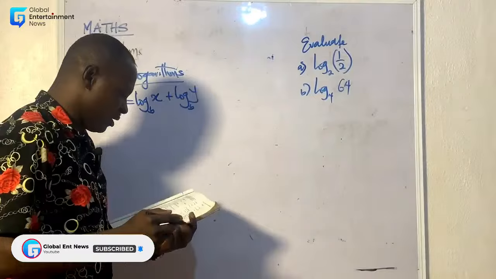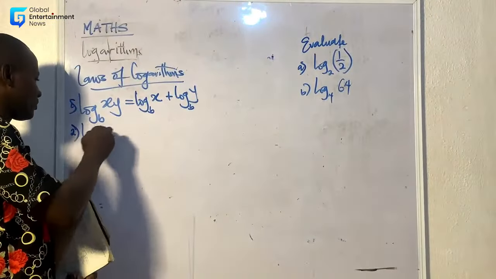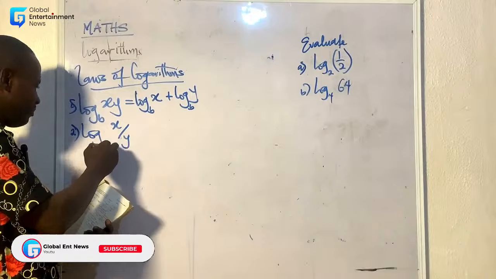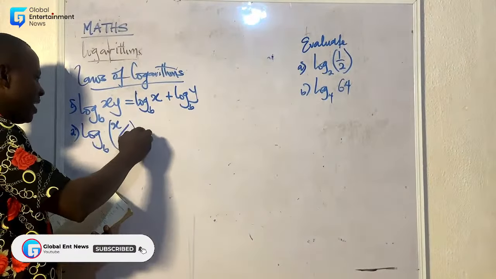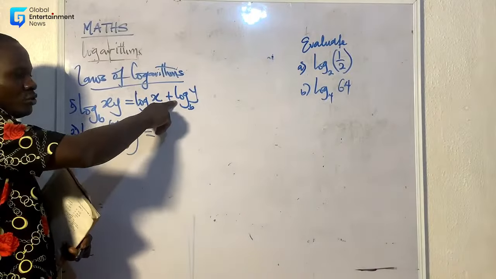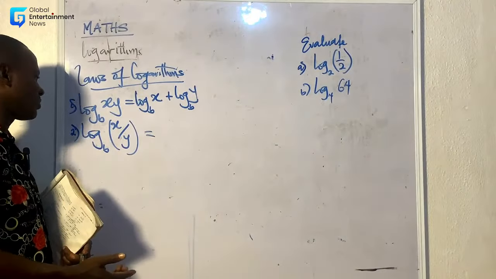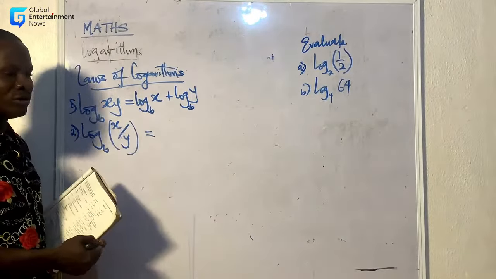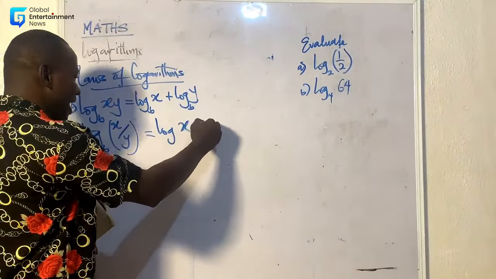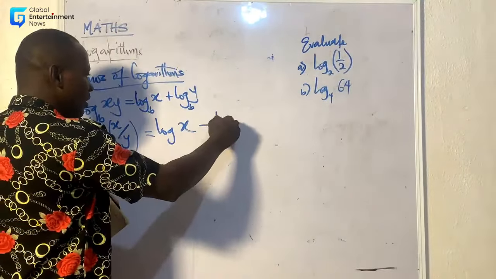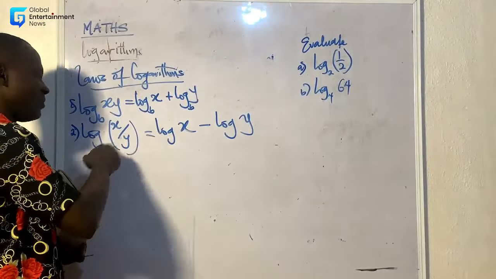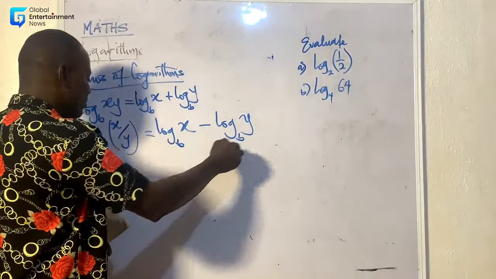The second law, we have log x over y, base b. Remember, this one is division. If it is multiplication, you turn it to plus. If it is division, you turn it to minus. And this is going to be log x minus log y. You can see we use minus. Remember to put the base b, base b.